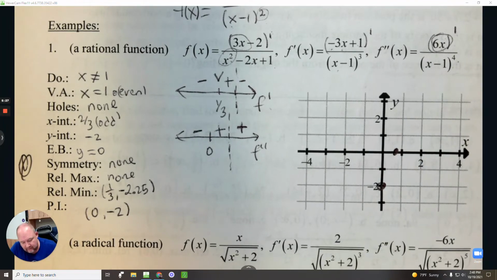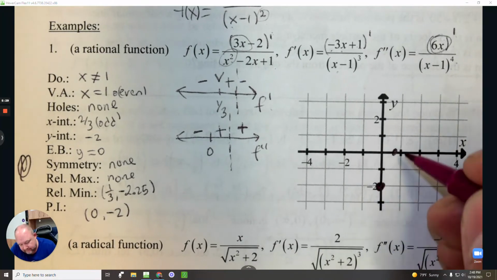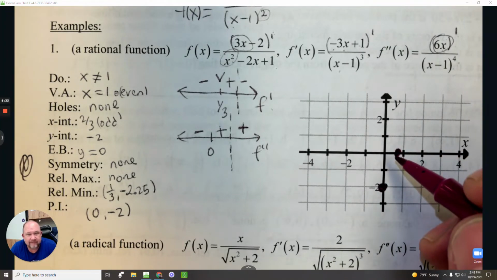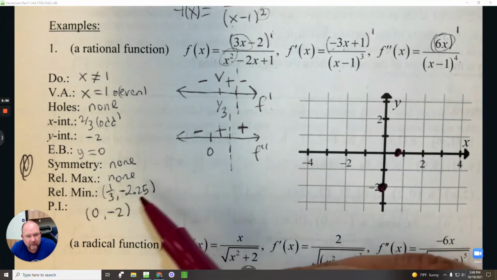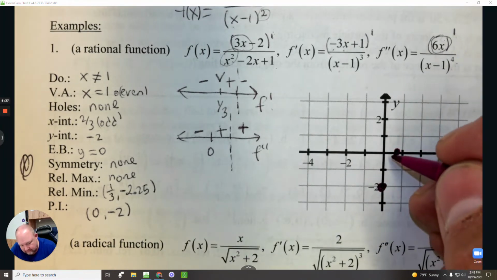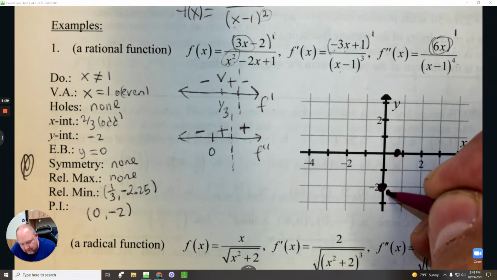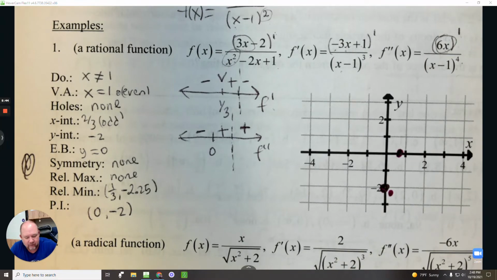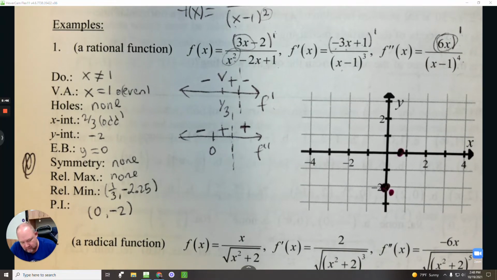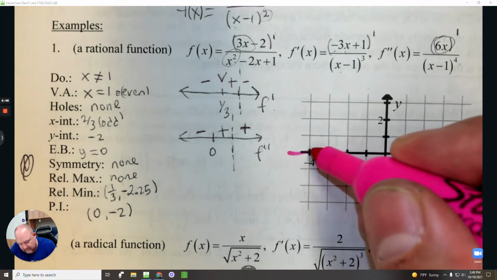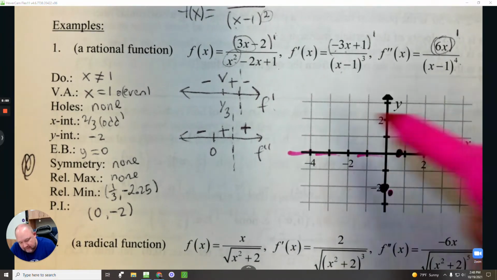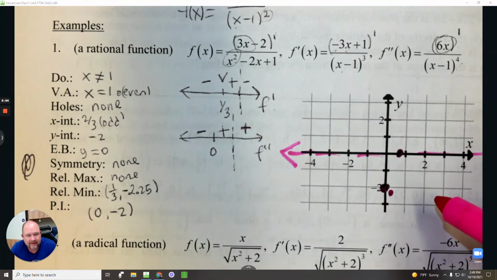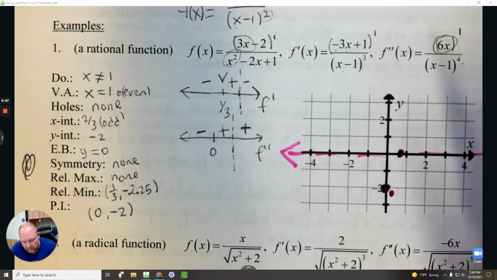Here, let me change colors here so you can see it. That didn't help, did it? What else do we have? 1/3 and -2.25. Just a little bit lower there. So that's the minimum. And then we have asymptotes. So 0 is an asymptote. That's the end behavior. So it doesn't bother if it crosses over it. It's the ends. The vertical asymptote is at 1.